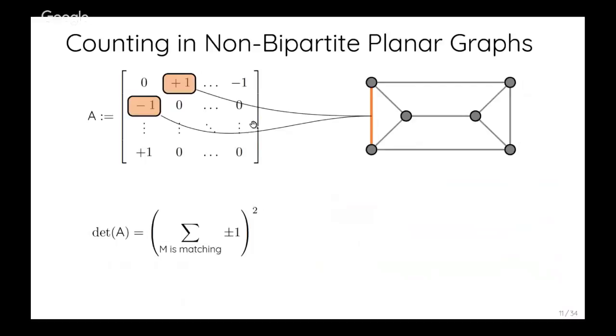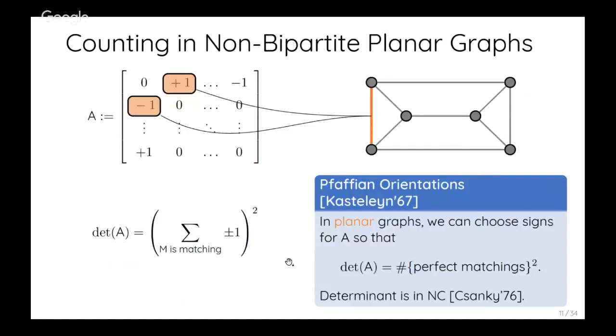What we know in general about the Tutte matrix is that its determinant is very related to the perfect matchings. It's a sum over perfect matchings of some particular sign, determined by the way you chose the signs, and then the whole thing is squared. So if you can find a signing so that there is no cancellation in the sum, you can compute the number of perfect matchings by computing the determinant and then taking the square root. This is what Kasteleyn showed: that in planar graphs, you can always choose the signs in the Tutte matrix so that there are no cancellations. And then Csanky had shown that you can compute the determinant in NC using parallel algorithms. So this gives you a way to count the number of perfect matchings in NC.